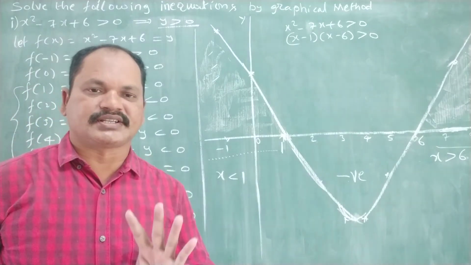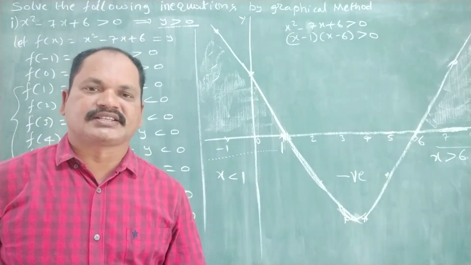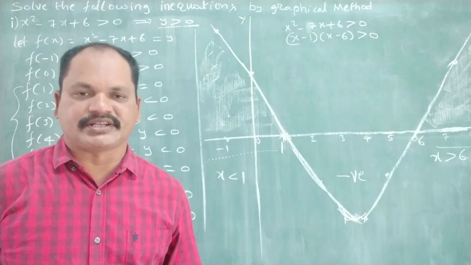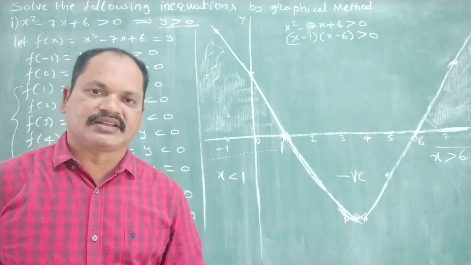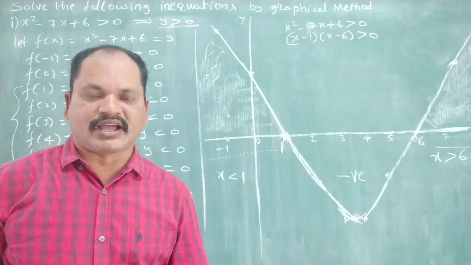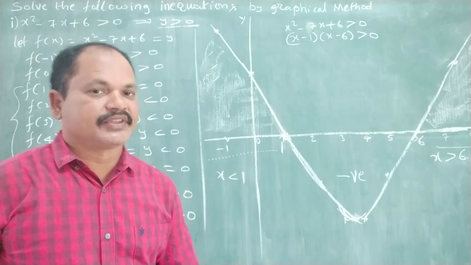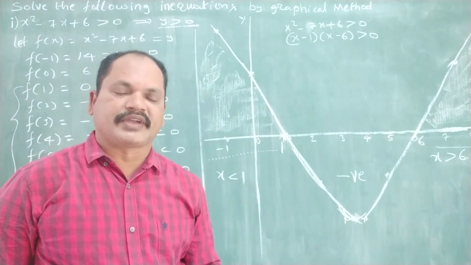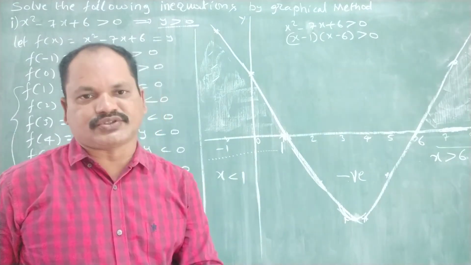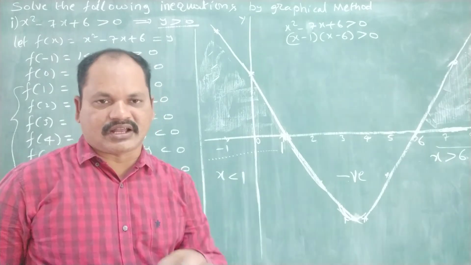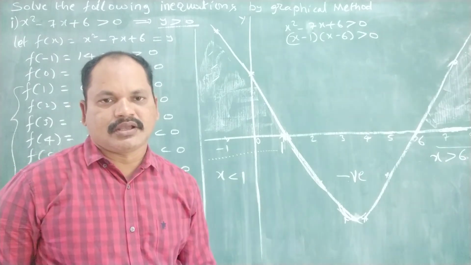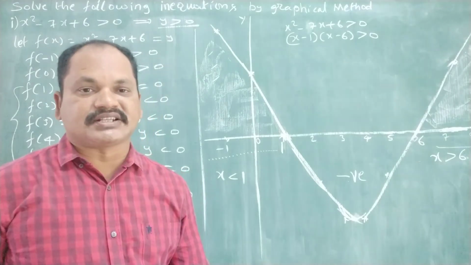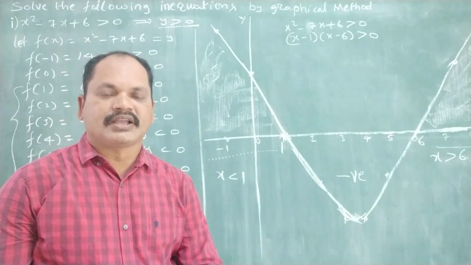There are 4 conditions. If (x minus alpha)(x minus beta) is less than 0, then the value of x lies within the interval alpha and beta. If (x minus alpha)(x minus beta) is greater than 0, then the value of x does not lie between alpha and beta. This is the second type. If (x minus alpha)(x minus beta) is less than or equal to 0, then x lies within the interval alpha and beta, including alpha and beta. And if (x minus alpha)(x minus beta) is greater than or equal to 0, then x does not lie between alpha and beta, excluding alpha and beta.